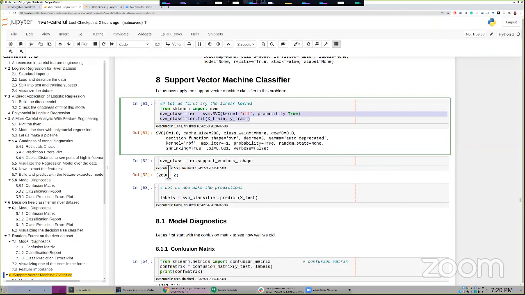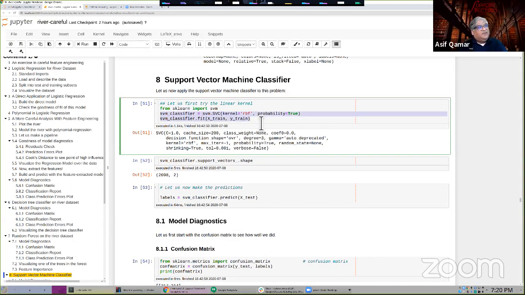Yeah. So you notice that I use the vanilla version of the SVM. SVMs actually traditionally take a lot of tuning. There are a lot of parameters to tune.